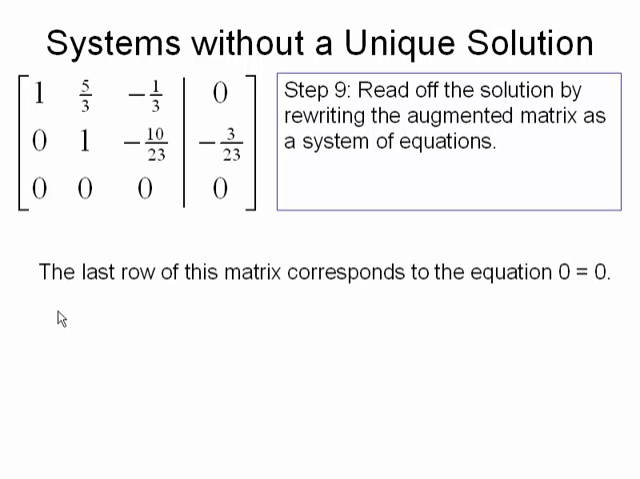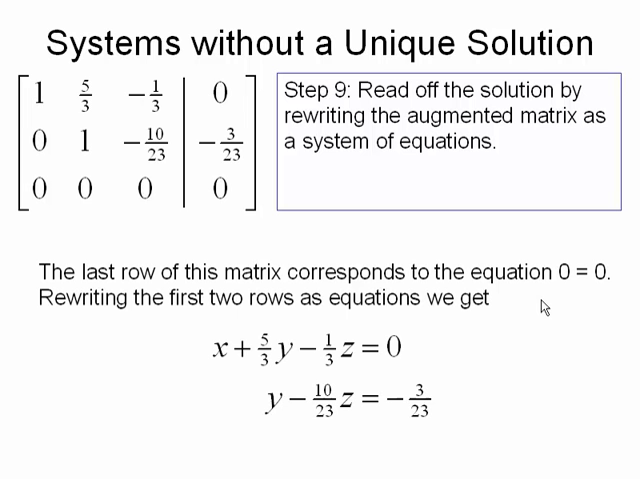If I think about that, the last row of this matrix tells me that 0x plus 0y plus 0z equals 0. That's just the equation 0 equals 0. So I'm going to rewrite the first two rows back as equations. My 1, 5/3, -1/3, 0 becomes x plus 5/3 y minus 1/3 z equals 0. And the second row becomes y minus 10/23 z equals negative 3/23.